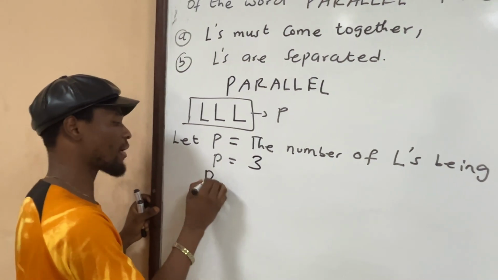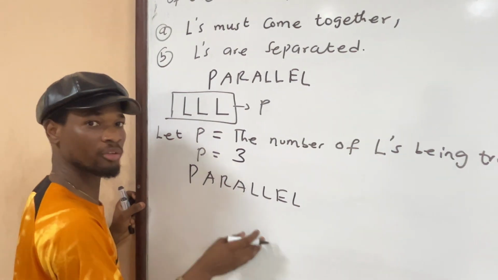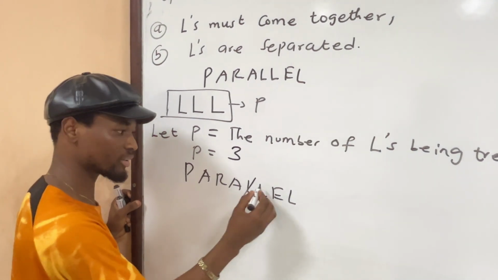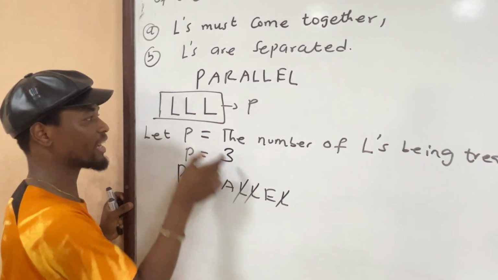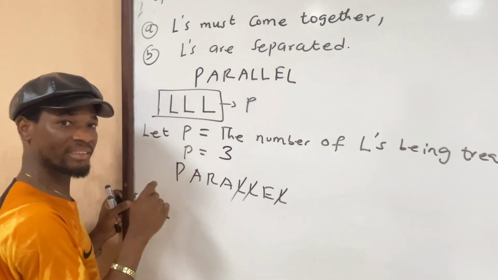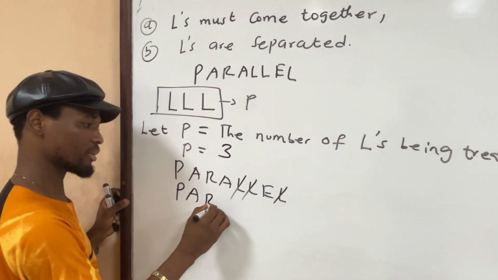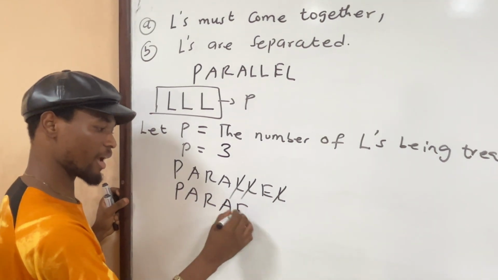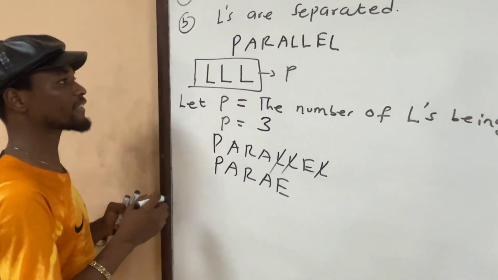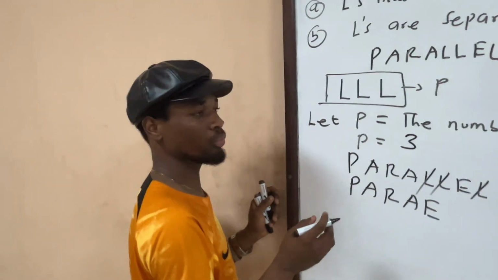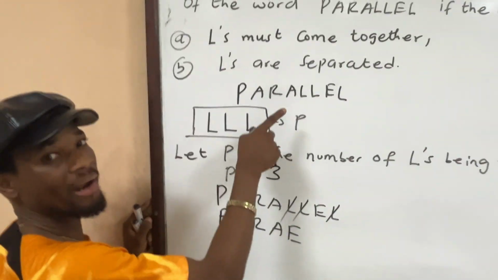So if I have parallel this way, and I've taken all the L's from it, so this L is out, this L is out, this L is out, because I've considered them as a single unit. So what is left is P, A, R, A, and finally E. But before that, we should calculate the total number of letters in the word parallel.